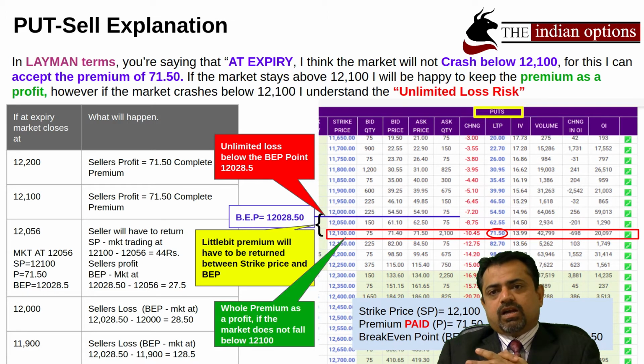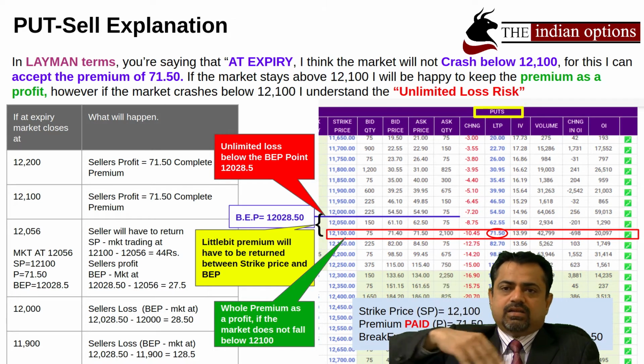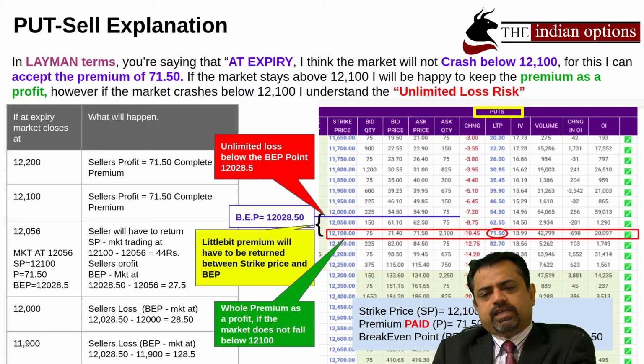And if the market closes at 11,900, in that situation your loss is going to be the BEP, that is 12,028.50, minus 11,900, that is 128 rupees 50 paise. That is going to be the loss. And if the market closes at 11,800, 11,700, the loss will continue. Okay, so this is the explanation of this strategy.